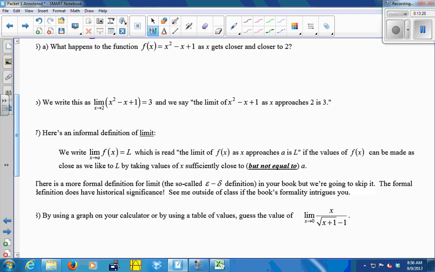Gets closer to 3. In fact, we know what happens to that function when x equals 2, right? We can get as close as we want. We can get right there, right? So let's take a look on the graphing calculator.